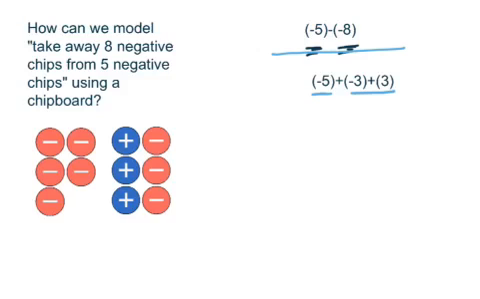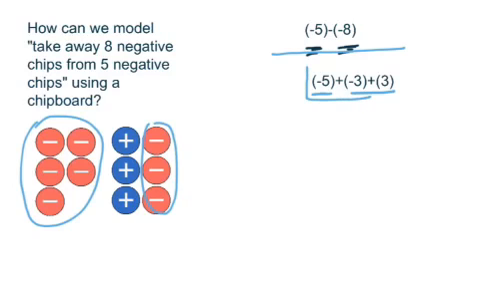Well, where are those 8 negatives? With our chips, the 8 negatives are right here. There's 5 negatives to take away, and 3 more negatives to take away. Those are our 8 negatives that we're going to take away. Symbolically, where are they? They're right here.